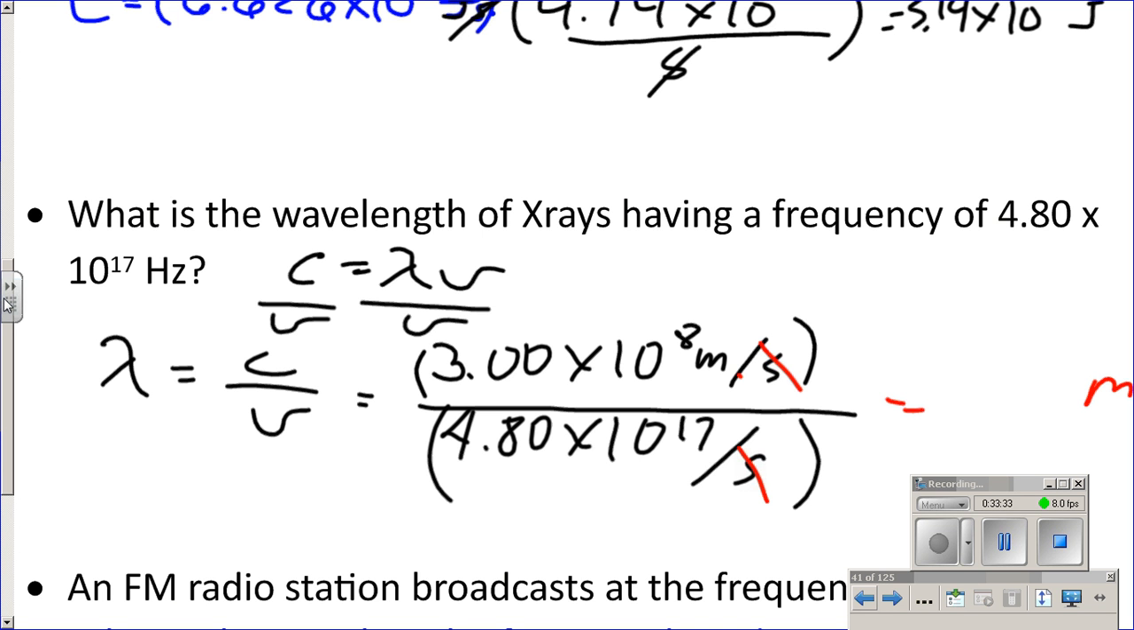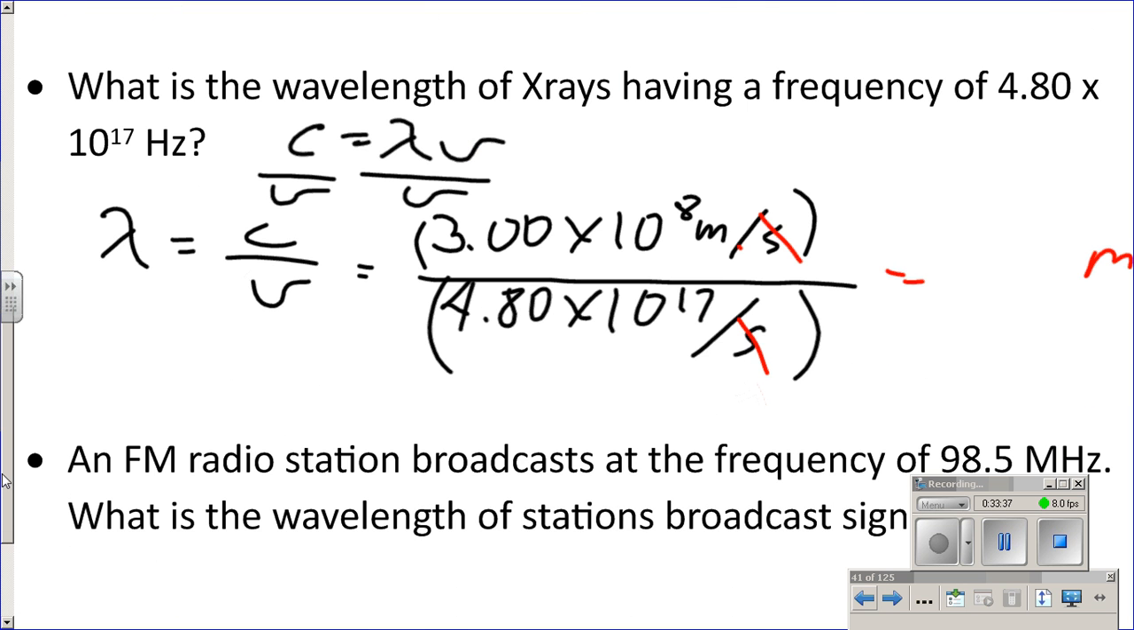Just trust me on this, parentheses will be your friend, because your calculator has a hard time distinguishing what you're dividing and multiplying when you have scientific notation in the top and bottom. So just put parentheses around the numerator and denominator if you're calculating, because it'll save your answer. You'll get the correct answer versus some crazy large or small number. 6.25 times 10 to the negative 10th meters.